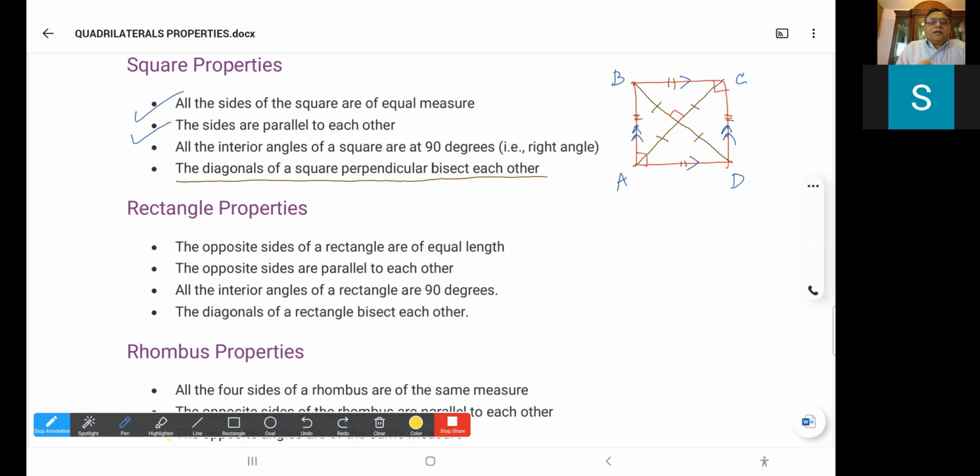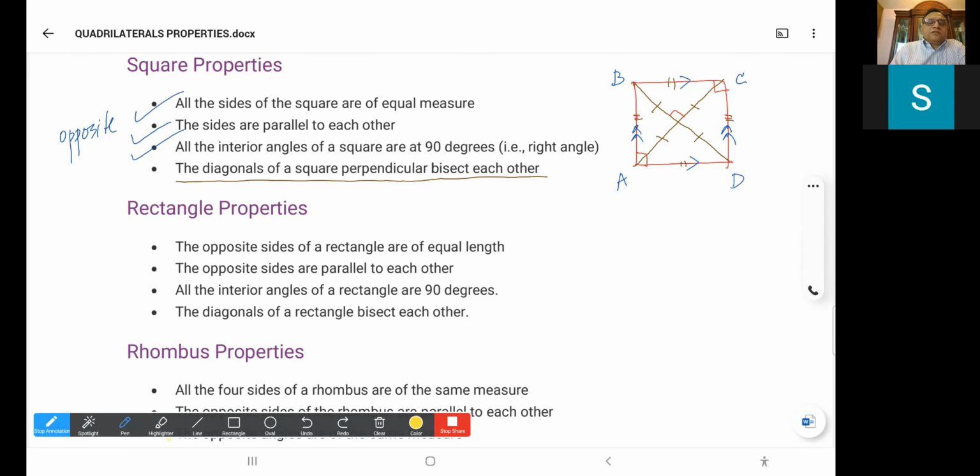The sides are parallel to each other, opposite sides. Is that okay? And then all interior angles of the square are at 90 degrees. The diagonals of the square perpendicular bisect each other, right? So bisect, as I've shown it with dashes, they are actually all equal, right? So that is a square.